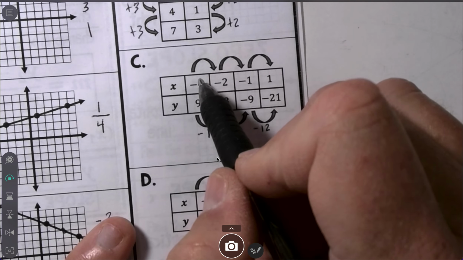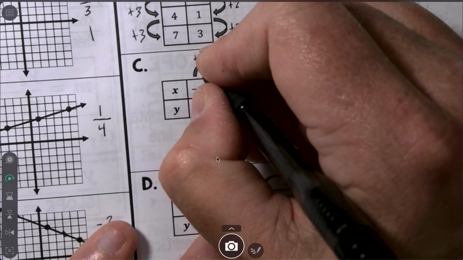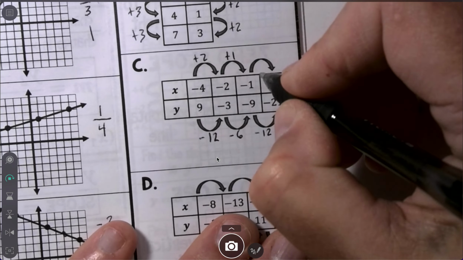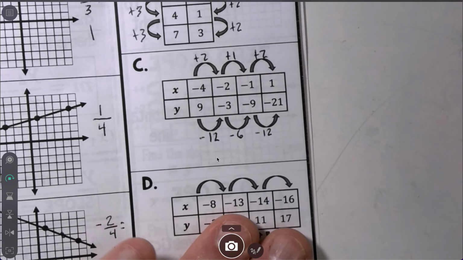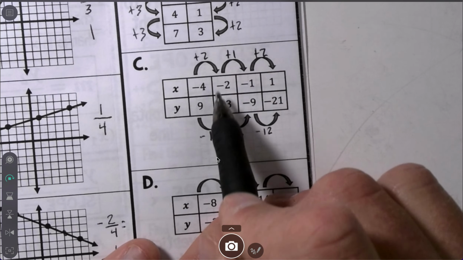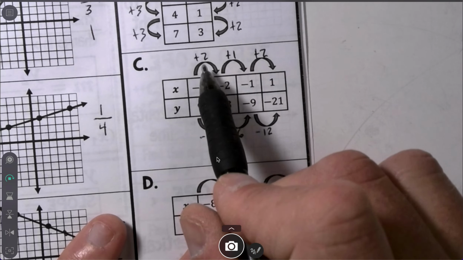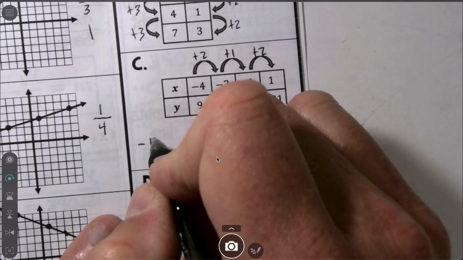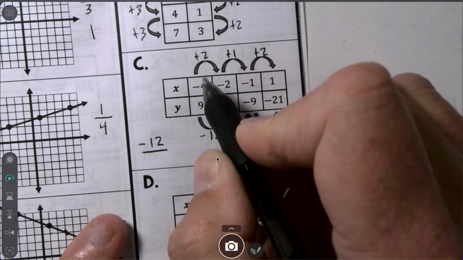Okay, so what do I do to get from negative 4 to negative 2? That's plus 2. What about from negative 2 to negative 1? That's plus 1. And then from negative 1 to positive 1, that's plus 2. So I need to make sure that I choose the right numbers to put as my ratio, right? So for this first interval, it would be change in y is negative 12 over change in x is a positive 2.